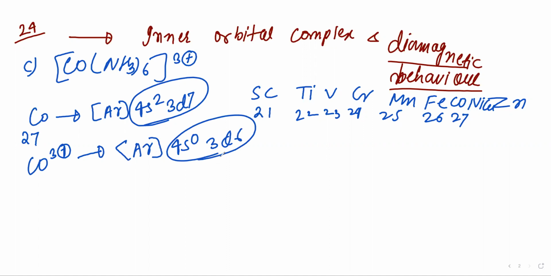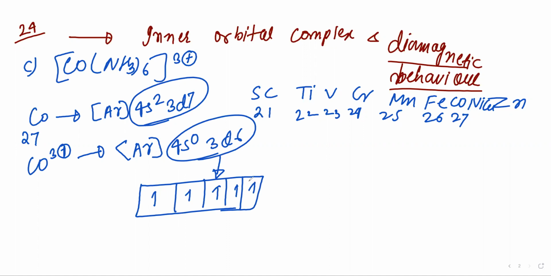So see the electronic distribution of d orbital. There are 5 subshells, 1, 2, 3, 4, 5. Give one electron to each orbital, then the 5th and 6th electrons will do the inner pairing. This electron will pair here and this electron pairs here. So two empty d orbitals will be remaining. This is called inner orbital complex, also called inner pairing, due to the strong field ligand ammonia.